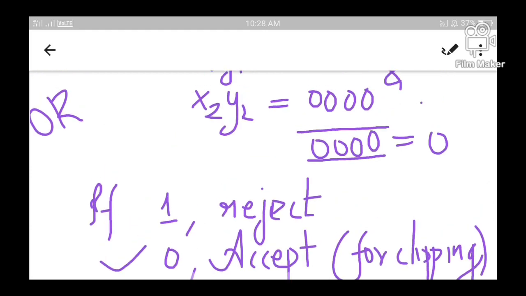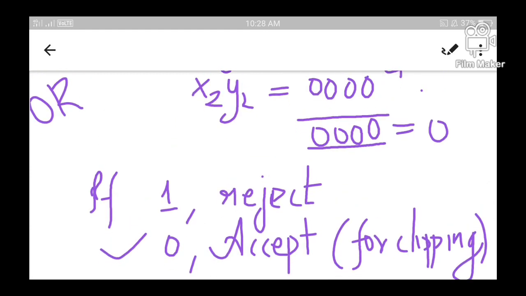After this stage, if the result is 1, we quit the algorithm by rejecting the line, and if the output is 0, we proceed to the algorithm for clipping operation.